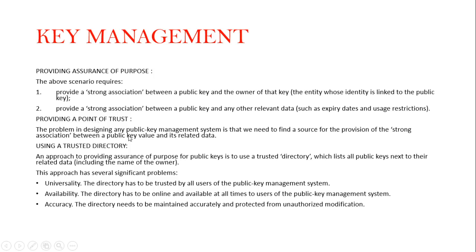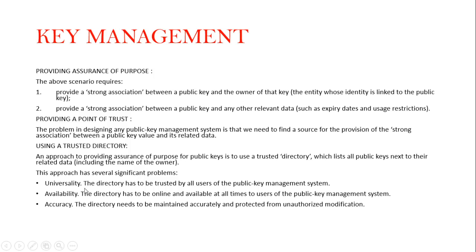The problem in designing any public key management system is that we need to find a source for the provision of the strong association between a public key value and its related data. So how can we provide it? Using a trusted directory. An approach to providing assurance of purpose for public keys is to use a trusted directory which lists all public keys next to their related data, including the name of the owner. This approach has several significant problems. So what are those problems?